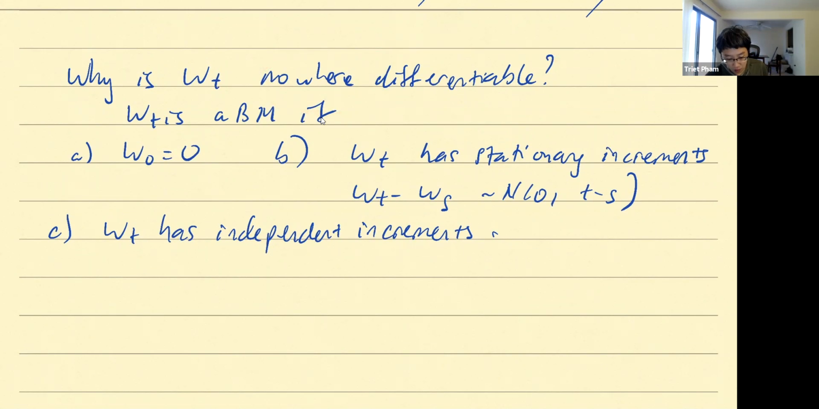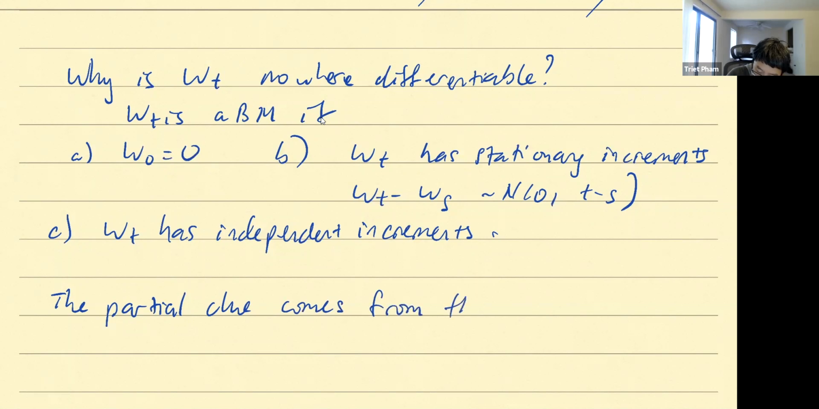So I want to give some intuition on why. Even from this description that we give, there is some clue that something is not quite smooth with the Brownian motion. So it's like this. Let me introduce this, which we'll use later on. So the answer, or the clue, the partial answer, the partial clue, comes from something called the quadratic variation process.